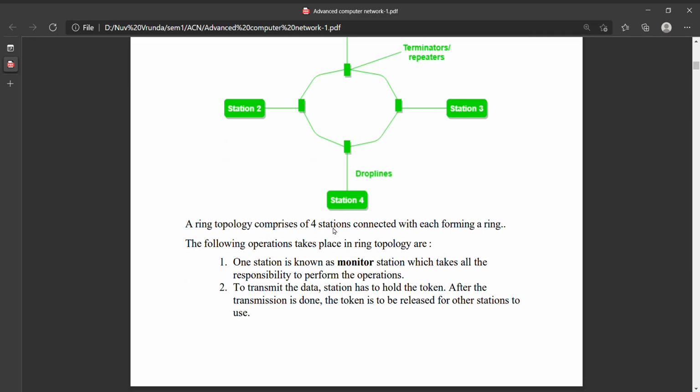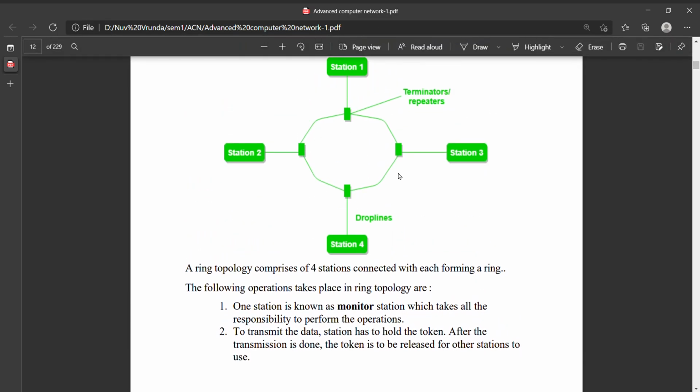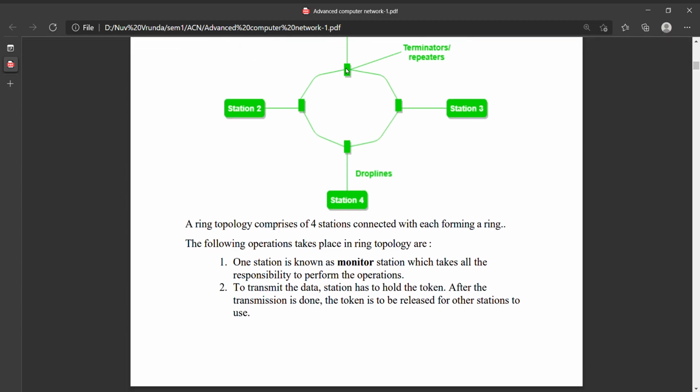Okay, a ring is created with one common cable, and then every terminal is connected with every station. Here we can replace a station with a system also.